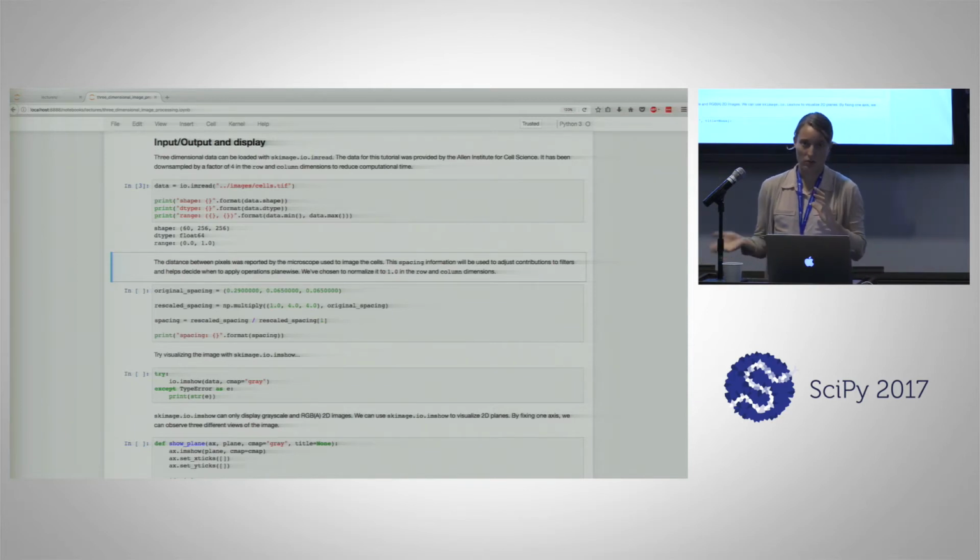Unfortunately, 3D image processing requires quite a bit of memory and time to compute, and so we don't think we'd be able to get through as much data in this tutorial if we'd use the full image. I chose not to rescale it in the plane dimension since we only have 60 slices. If we were to quarter that, we'd lose a lot of valuable information.